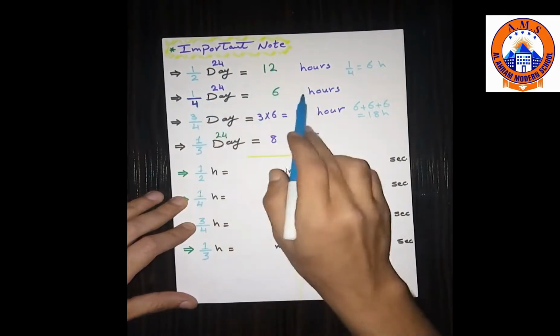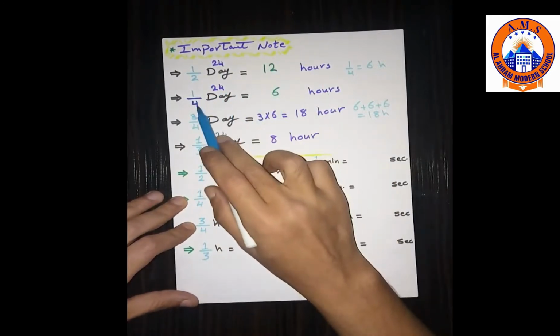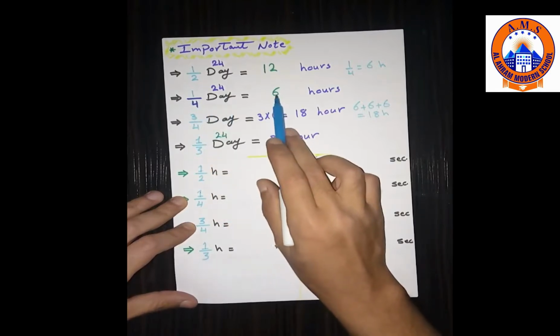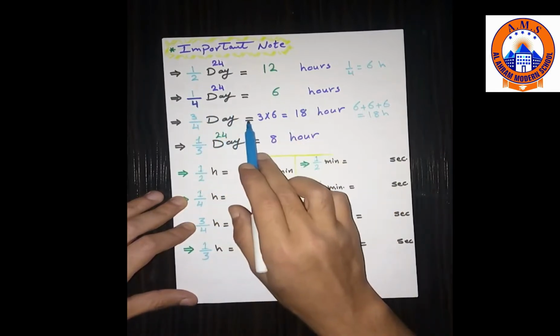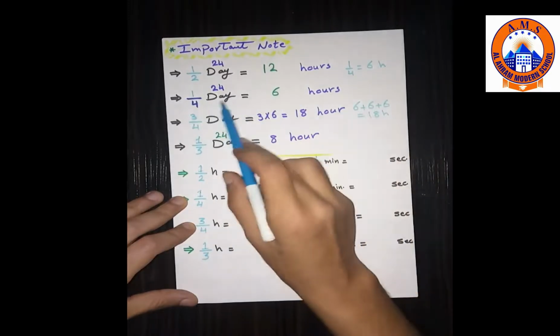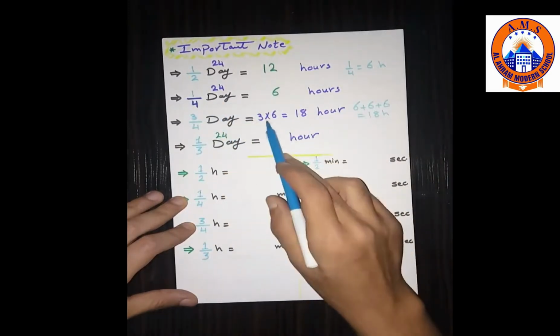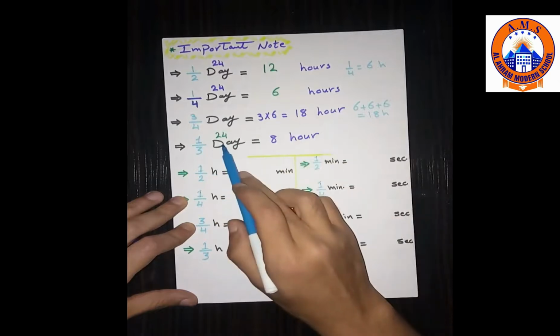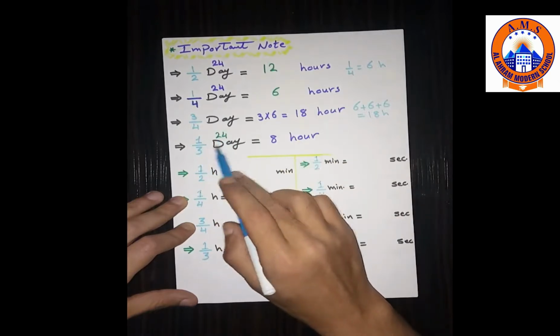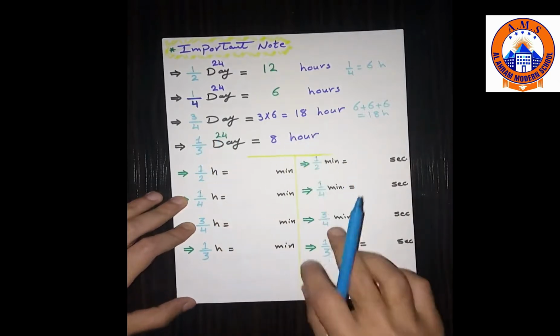A quarter of a day equals how many hours? We divide 24 by 4, it equals 6 hours. 3 quarters of a day equals how many hours? We just take this quarter 3 times, so 6 plus 6 plus 6 equals 18 hours. And a third of a day, we divide 24 by 3, which equals 8 hours.